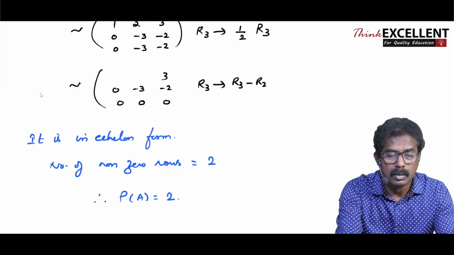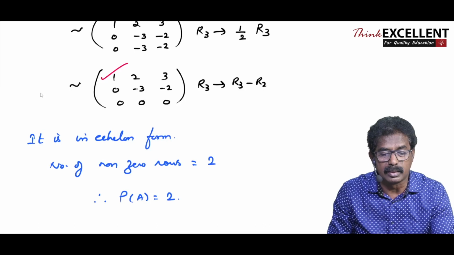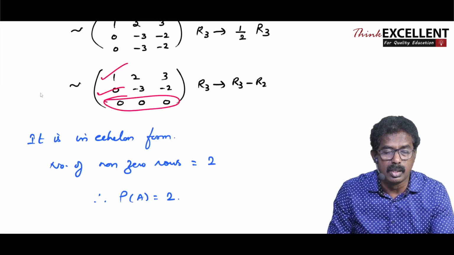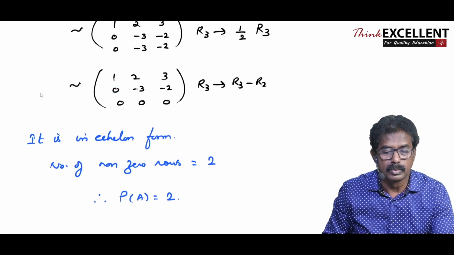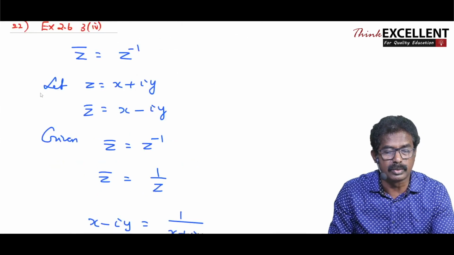So the number of non-zero rows, if you see, this is 1 and this is 1, non-zero. The last one is fully 0, right? So the number of non-zero rows is only 2. Therefore, rank of A is equal to 2. Hope you understood. Now let's move on to the next question.